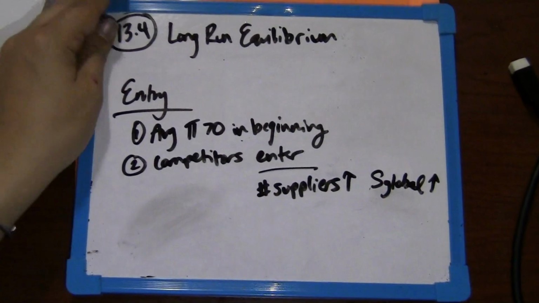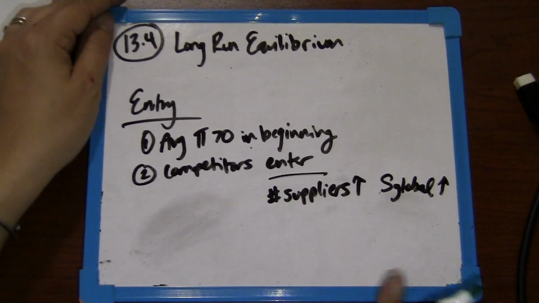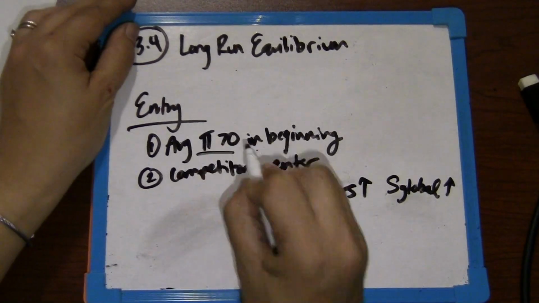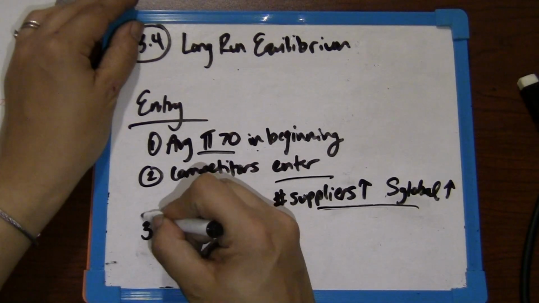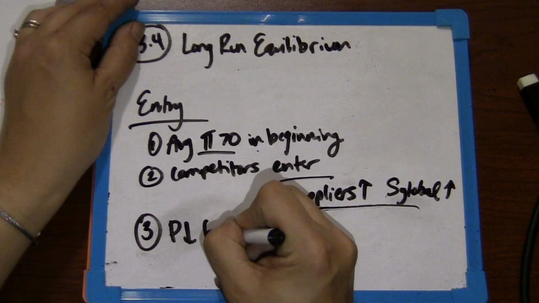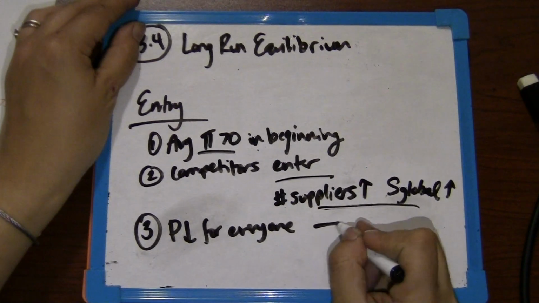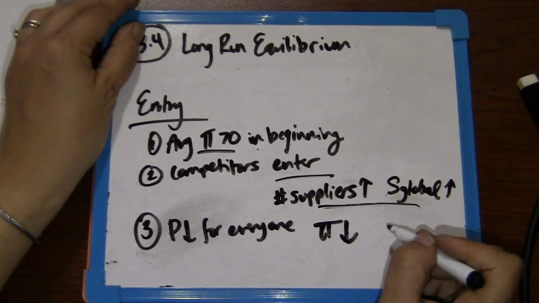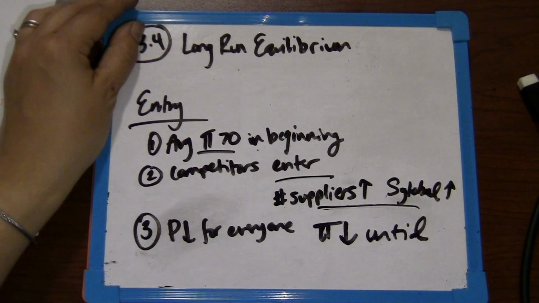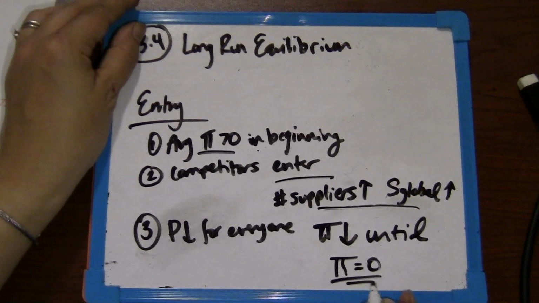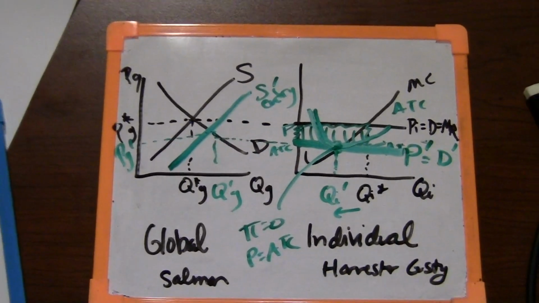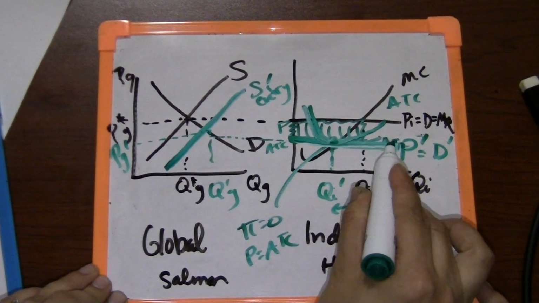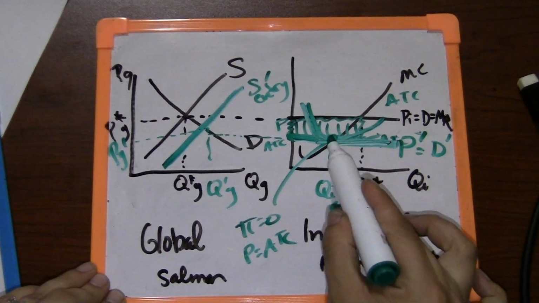So the final consequence, when you start out in a situation where there's positive profit to be had, and profit was positive in the beginning, when suppliers enter and increase global supply, the price goes down for everyone. And profit goes down for everyone, as long as there's just a sliver of profit to be had, profit will keep falling until profit is 0. Which is why when we draw the long run equilibrium, there's only one place we can draw the ATC. It needs to sit right down on top of the price.